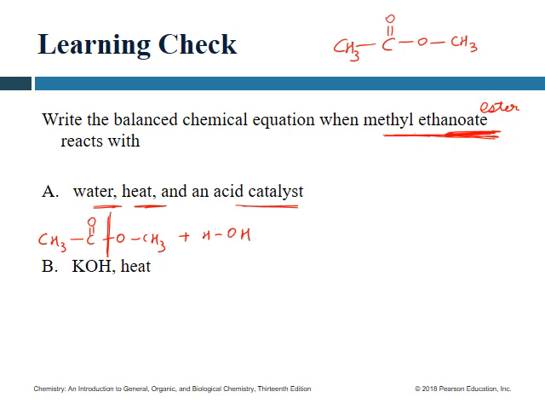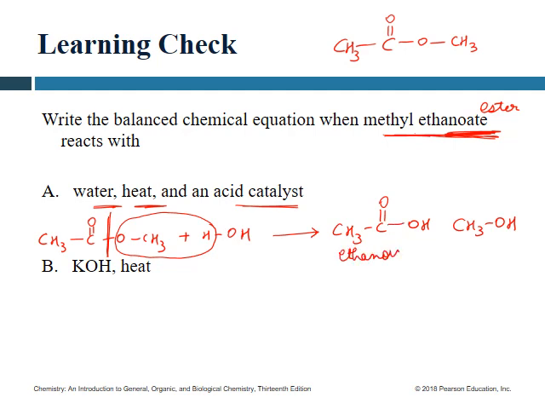What happens? This gets the hydrogen and it would turn into alcohol, so this would become CH3OH. And the OH would go to the other part of the molecule, which is CH3C double bond OH. So that would be our acid. This would be ethanoic acid, and this would be methanol. How could you remember this? When you see the name methyl ethanoate, ethanoate will turn into ethanoic acid, and methyl will turn into methanol.